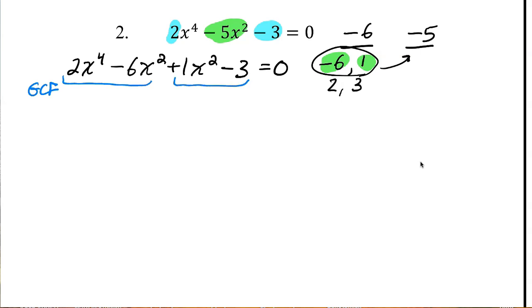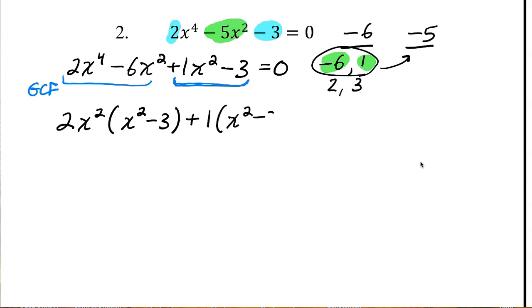So the greatest common factor between 2 and 6 is a 2, and the greatest common factor between an x to the 4th and an x squared is an x squared. And dividing that out, we'd have an x squared left, and we'd have a 3 left. And then for the next 2 terms here, the greatest common factor is just a 1. They don't have any other factor in common, so we have to put the 1 there, the plus 1. And factoring out a plus 1, we would have x squared minus 3 equals 0.